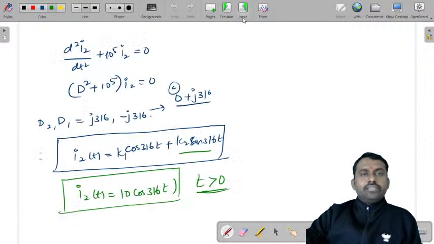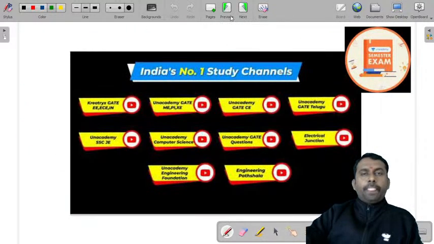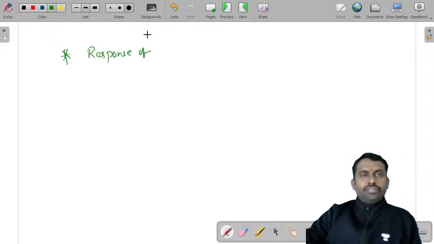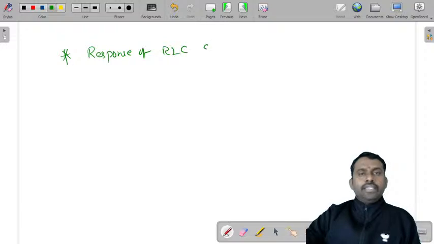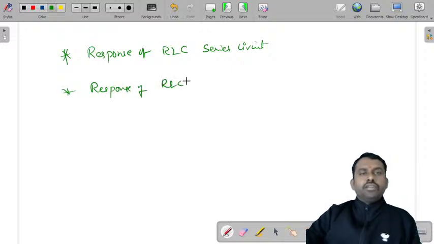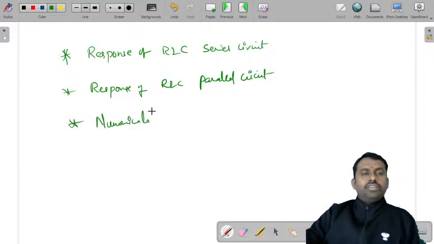So in this session we have learned the response of RLC series circuit and response of RLC parallel circuit. Also we have solved some numericals.